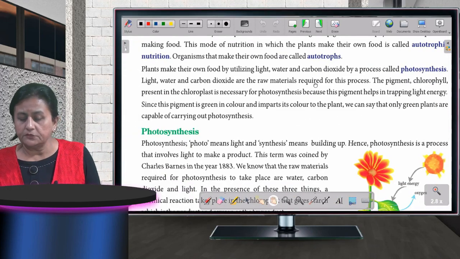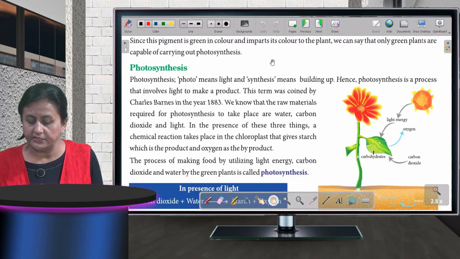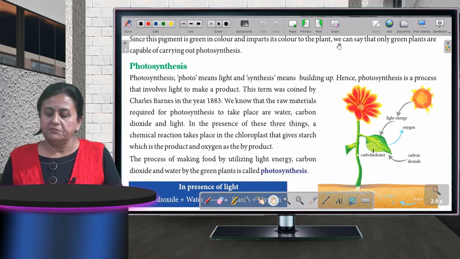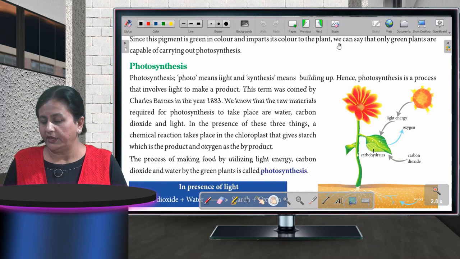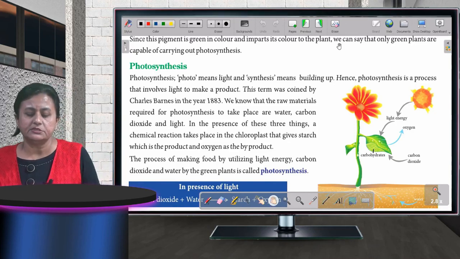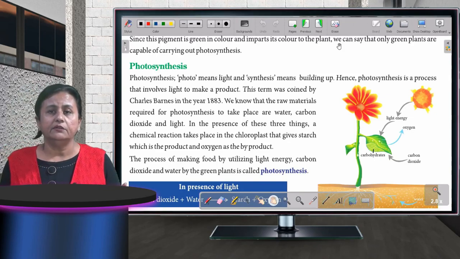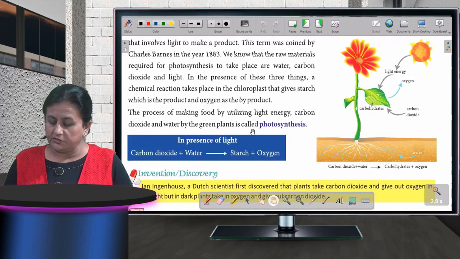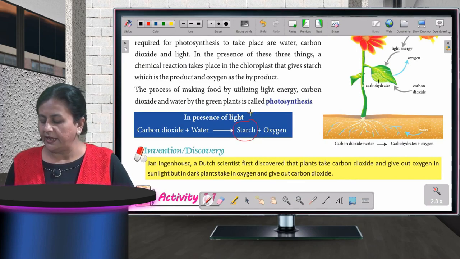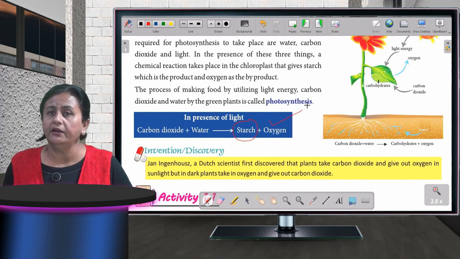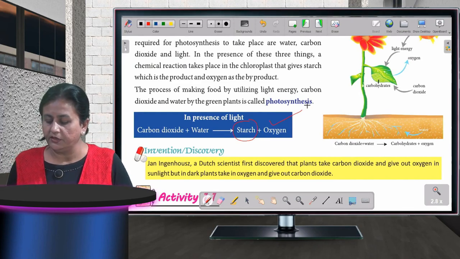Now, what is photosynthesis? Photo means light, and synthesis means building up. Photosynthesis is a process that involves light, and with that light, the plant, with the help of carbon dioxide and water, all club together. And what is the product? Starch and oxygen. Starch is the product and oxygen is the byproduct, which is used by all the living organisms, as I told you.